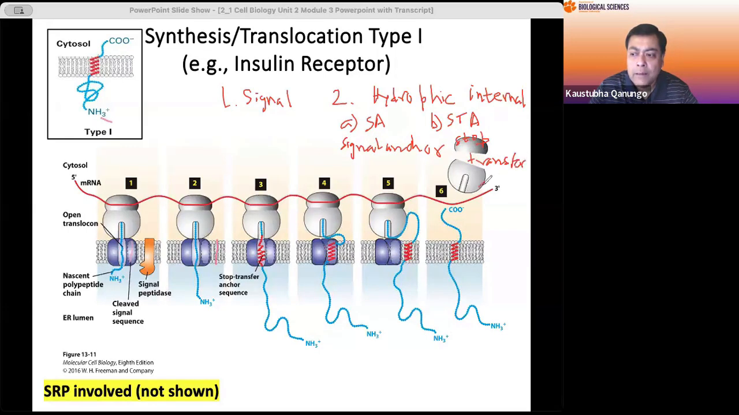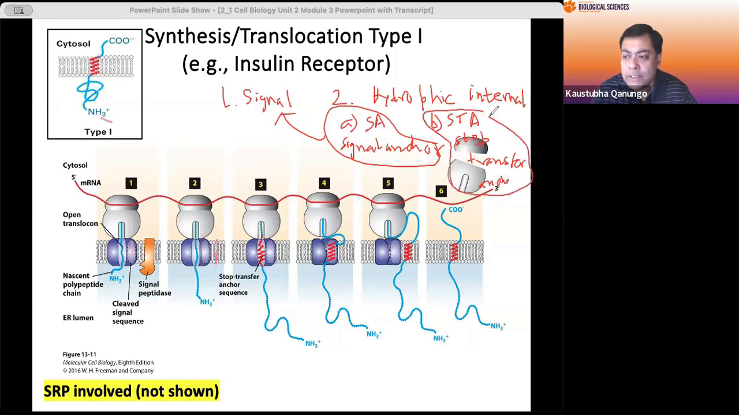Remember that the SA is still a signal that binds to the SRP, responsible for bringing that part of the protein and the ribosome in there. STA is an internal hydrophobic sequence, but it is not a signal. It just temporarily arrests translation to help the translocon move that part into the membrane, not a signal. So there is a difference between SA and STA. We're going to talk about that.